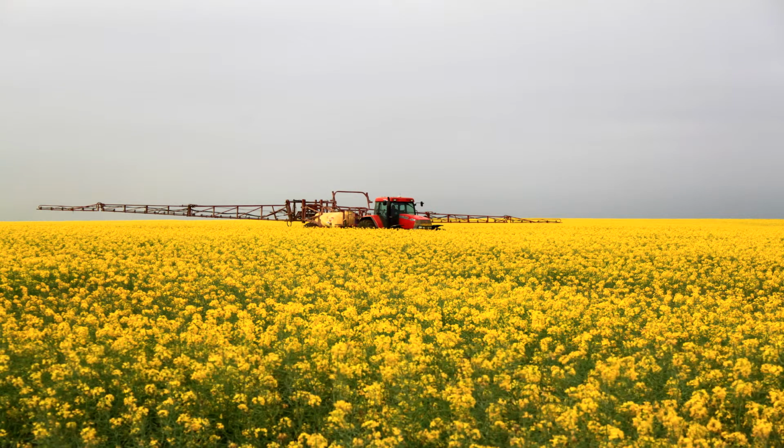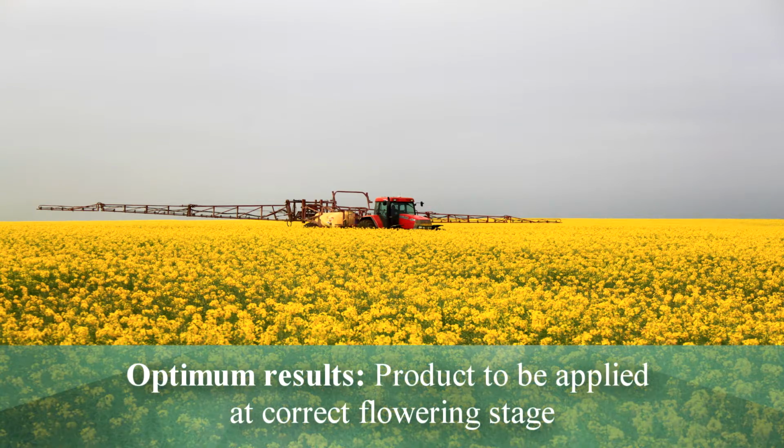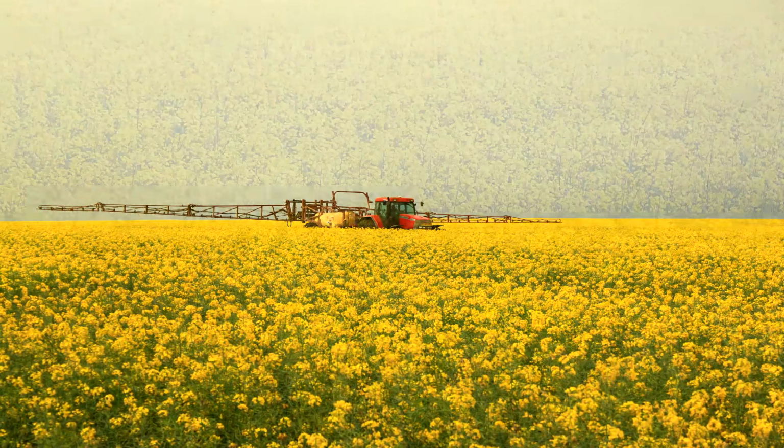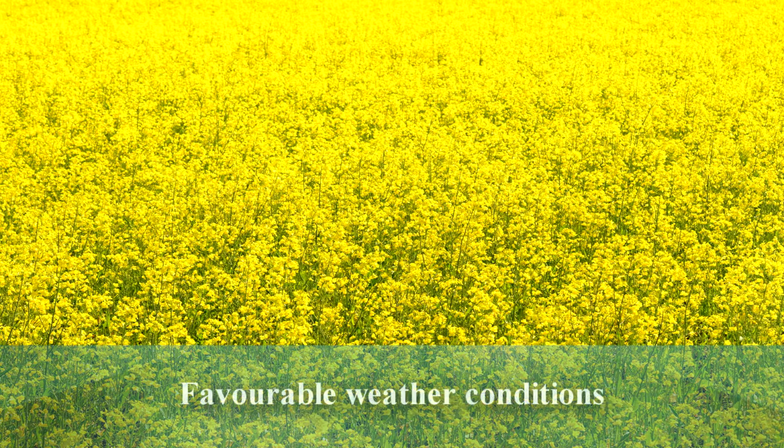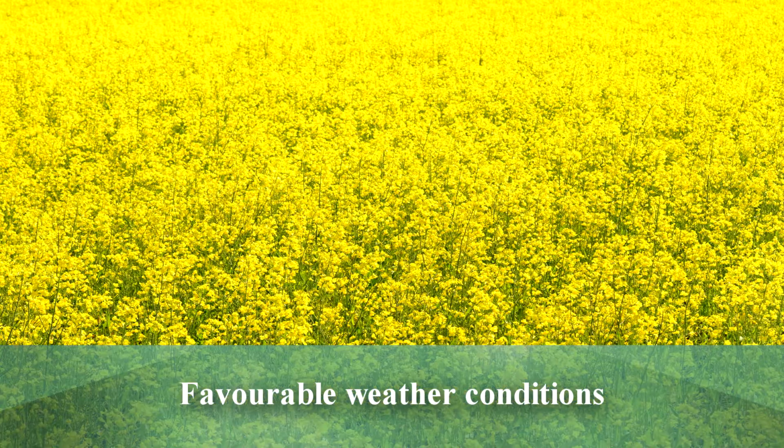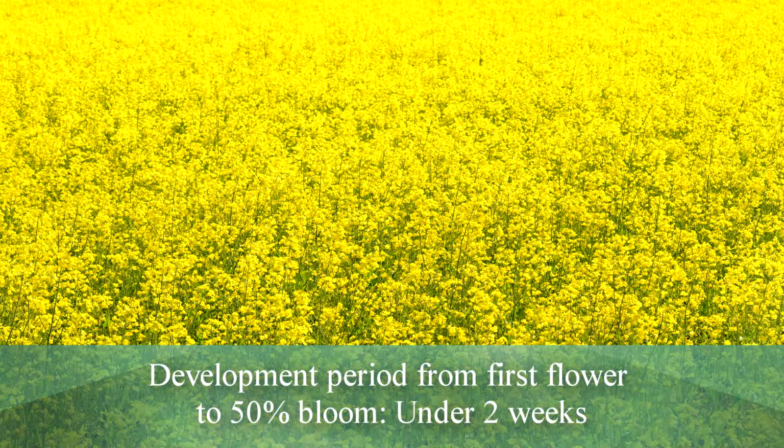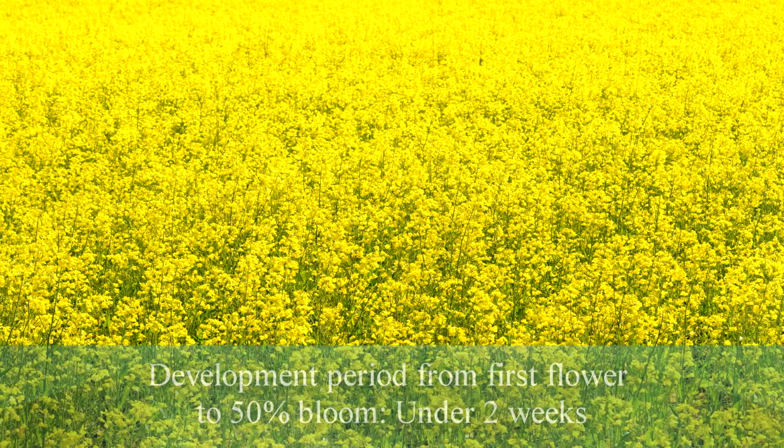Good management planning is required to ensure that the product is applied at the correct flowering stage for optimum results. The speed at which canola develops through the flowering stages under favorable weather conditions has often resulted in some fields being sprayed too late. Canola can develop from first flower to 50% bloom in under 2 weeks under favorable climatic conditions, which makes application timing critical.